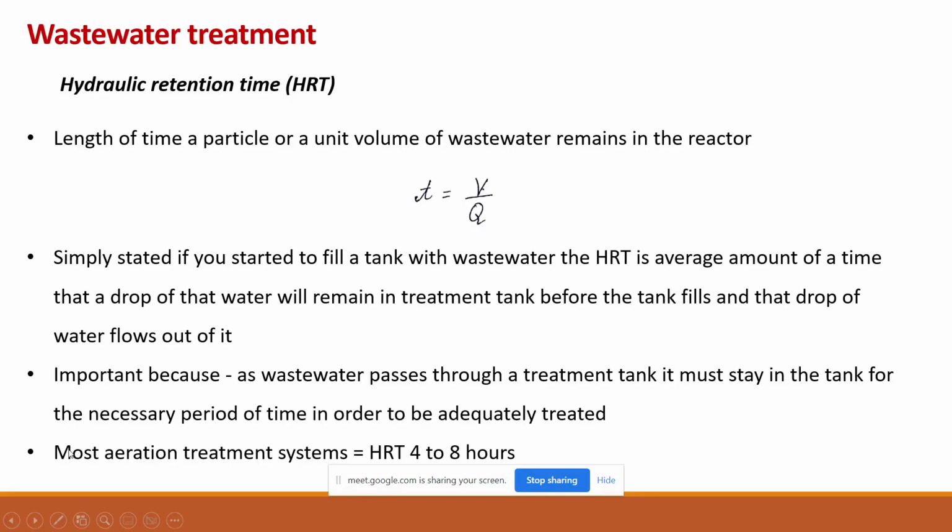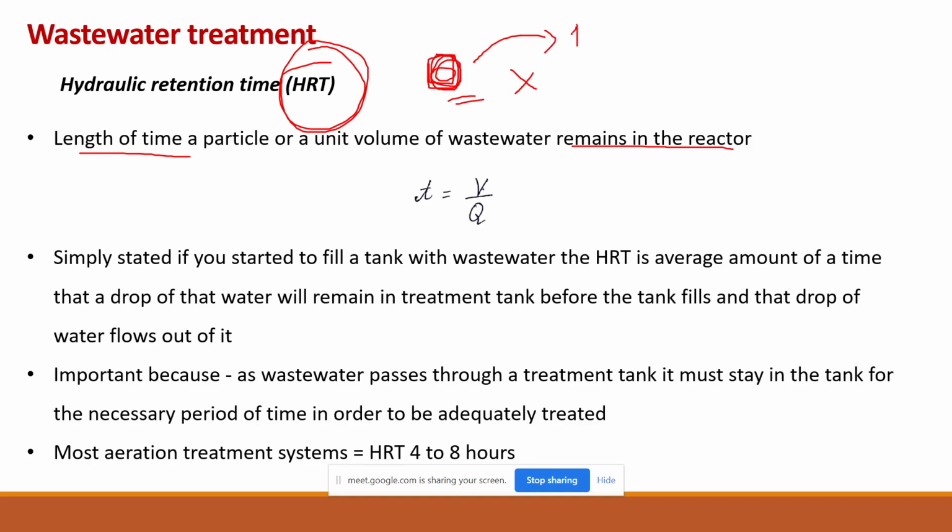When we talk about hydraulic retention time, it is basically the length of time a particle or unit volume of wastewater remains in the reactor. This HRT is very important because if the waste material to be treated remains for a very short time in the treatment unit, then the treatment will not take place accurately, right? The same may happen if it stays in the treatment unit for a very long time. So providing an optimum HRT is very crucial, right?